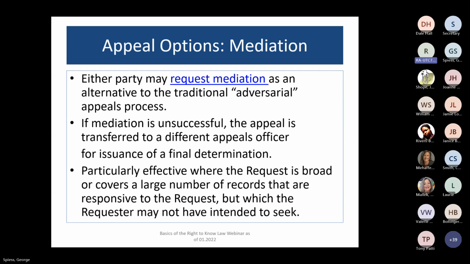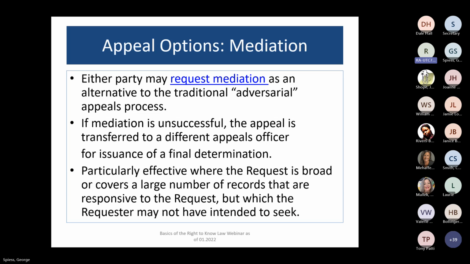There is the option of mediation. Okay, we have our normal adversarial process. However, when we send out those notices, well, first off, when a person files an appeal with us, we ask them, would you be interested in mediation? And then when we send out the notices to the agency, we include a form in there. Hey, would you consider, mediation's available? Are you interested?